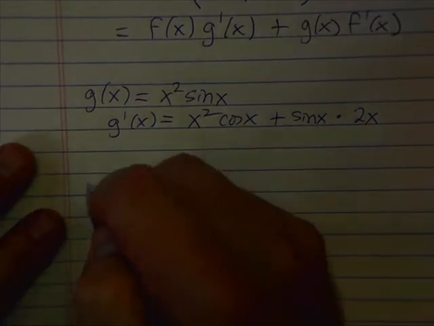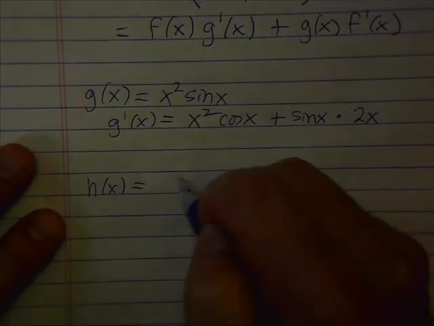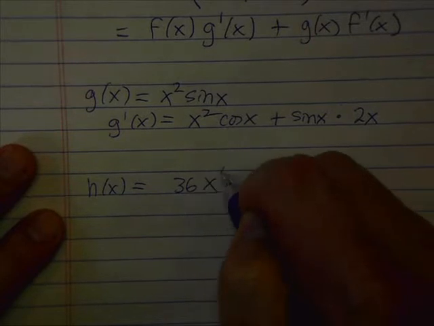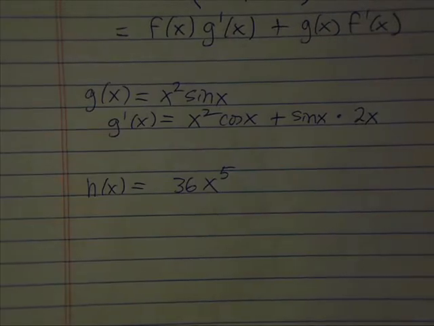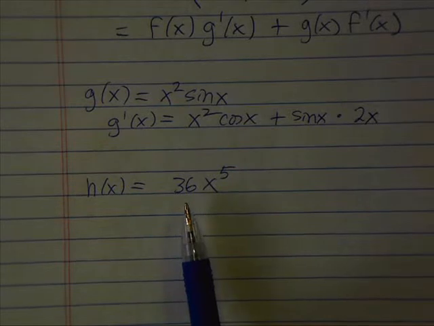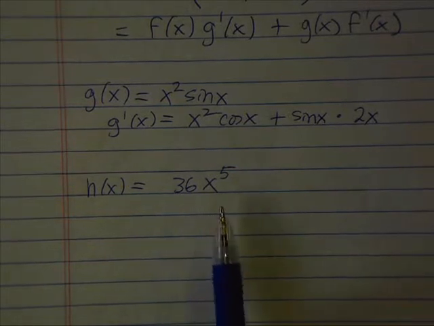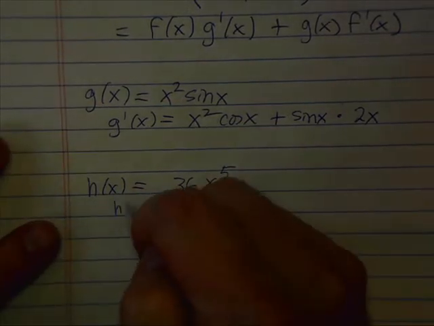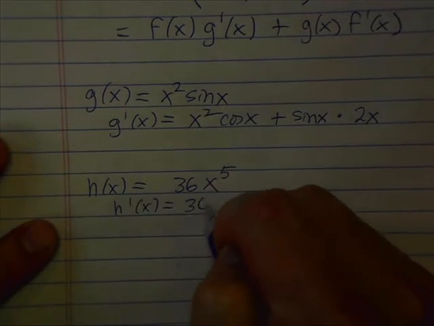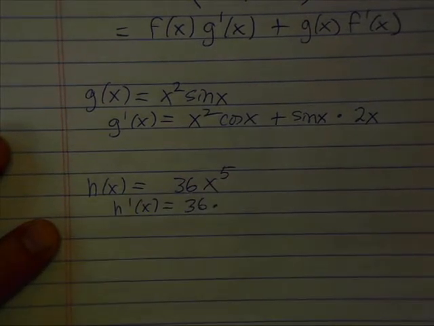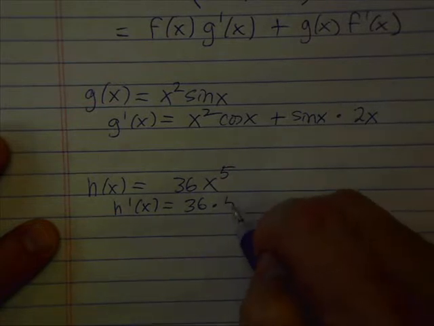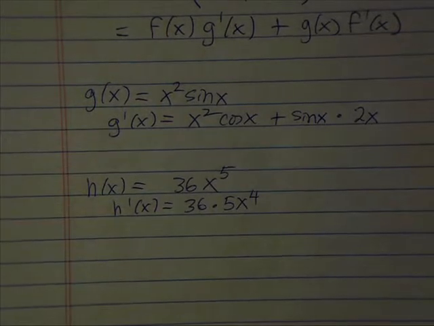All right, how about this one? h of x is 36x to the fifth. I have multiplication there. I have 36 times x to the fifth. Do I need to use the product rule? No, why not? This one's just a number. This one's just 36. There's no x in that one. It's just 36 times x to the fifth. So our derivative should be h prime of x is the 36 just stays, and then I take the derivative of x to the fifth. I get 5x to the fourth.